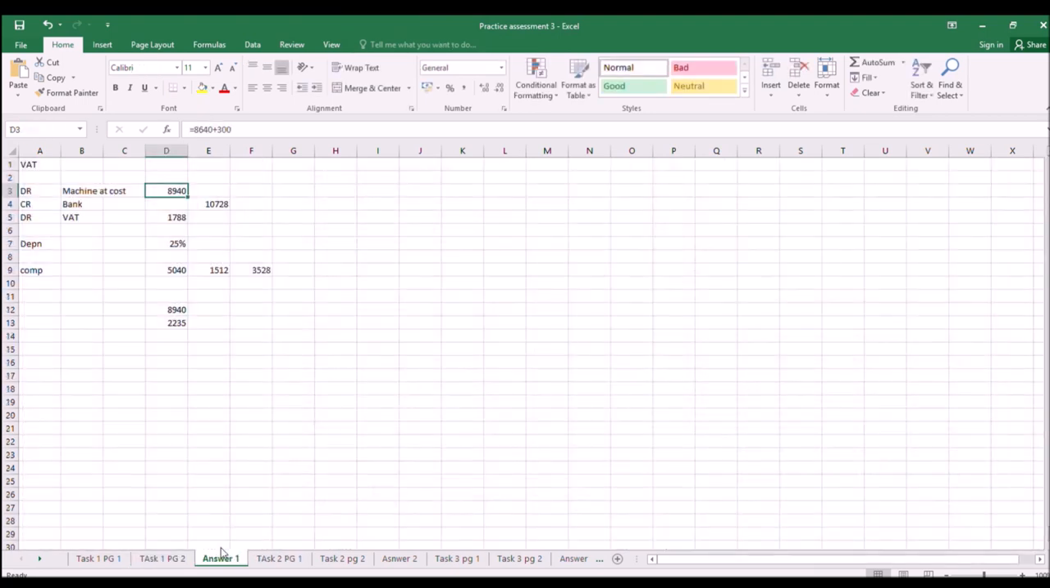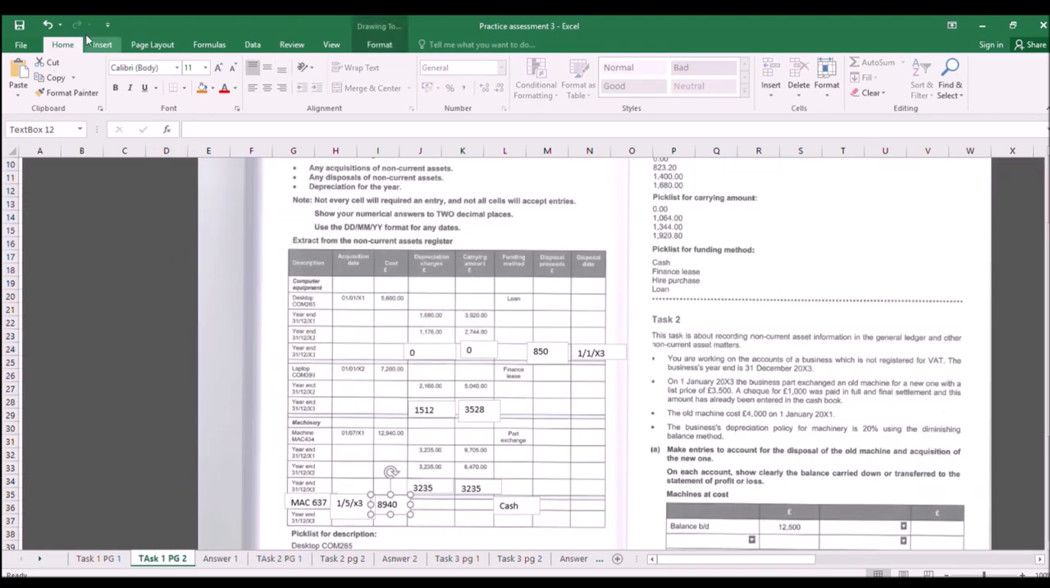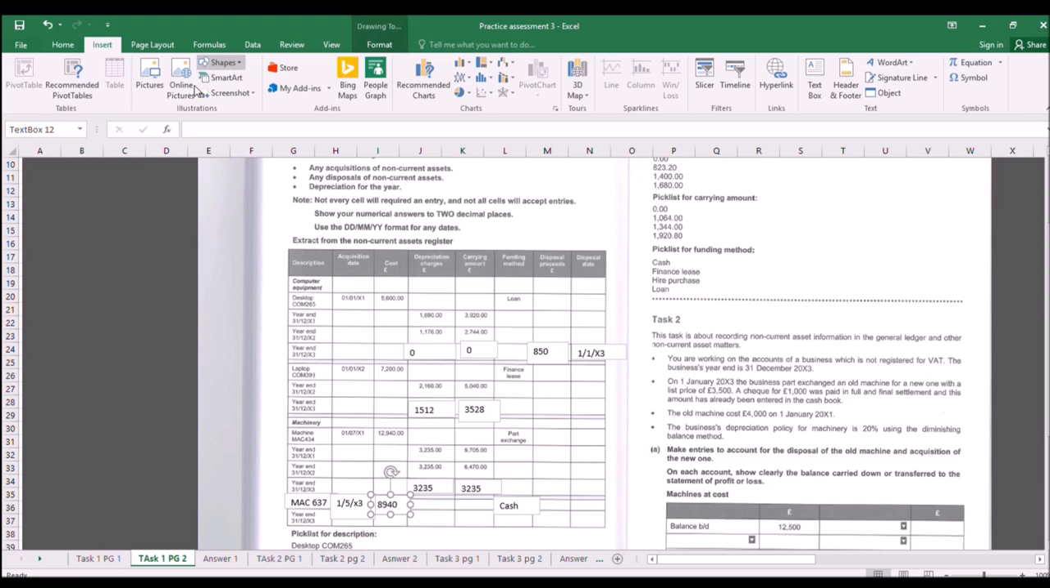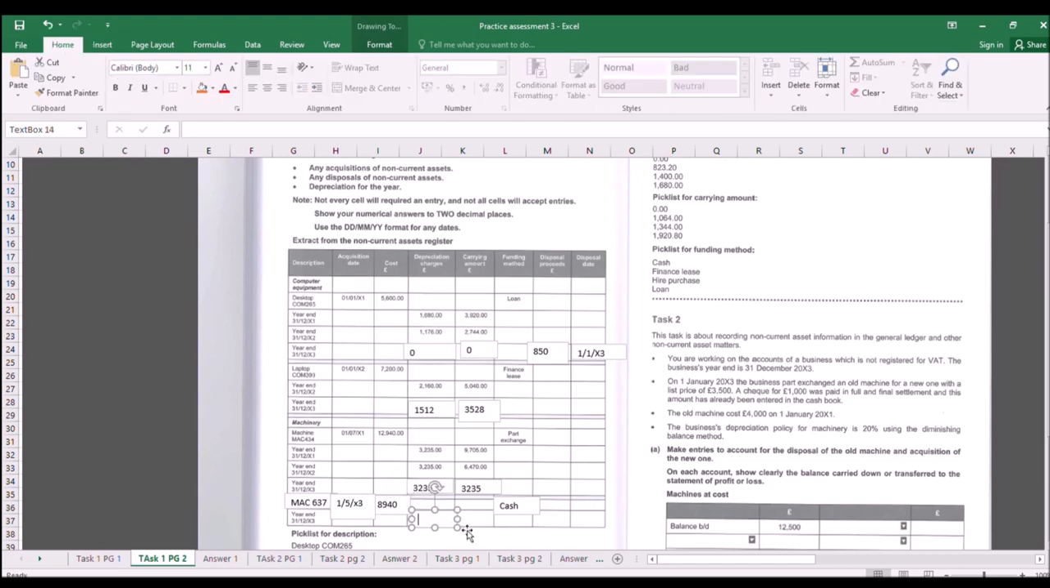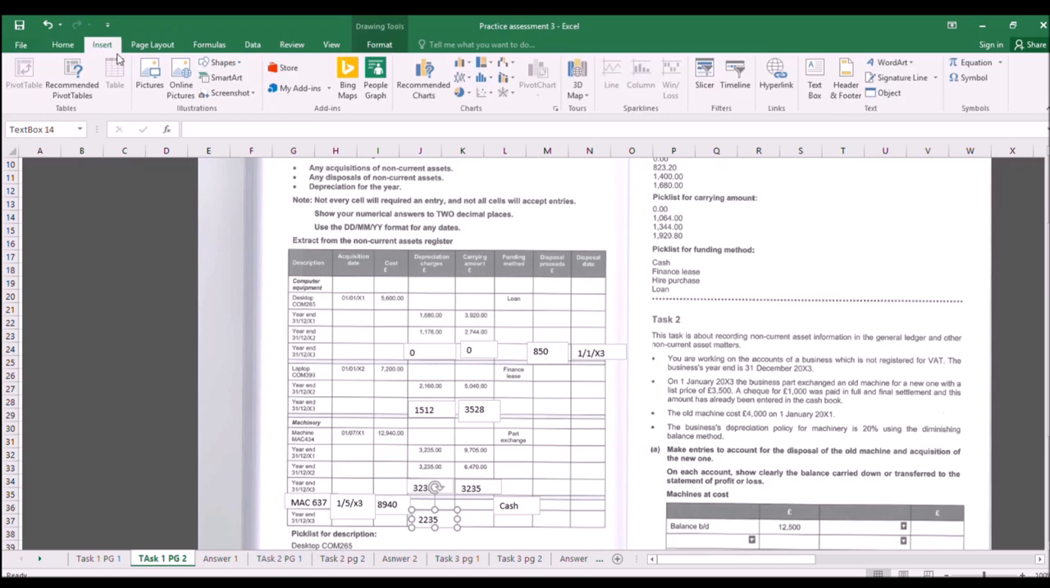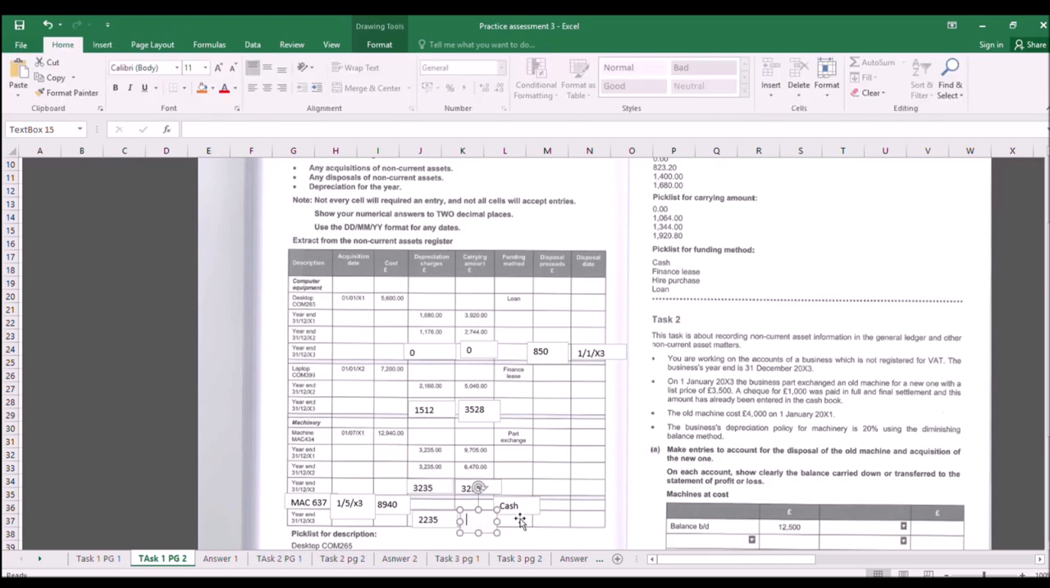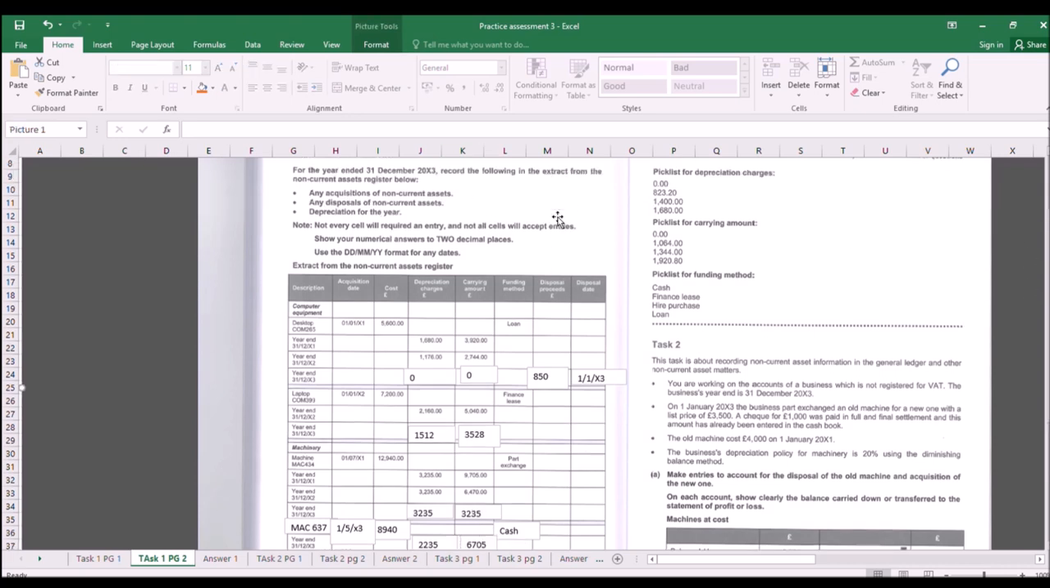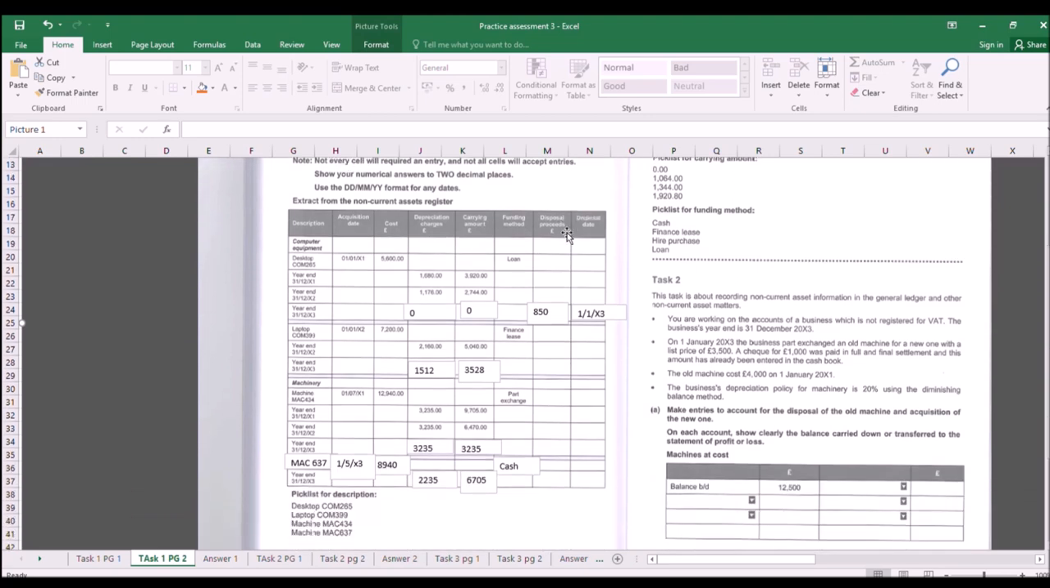Right, so it's a little bit fiddly, this. Right, so let's insert our shape here. And put our depreciation charge in here for the year, which would be our 2235 there. And then we're going to put our carrying amount into here, which is going to be that one there, 6705. Okay, there we go, 6705. Right, well, that was useful. So that's the end of that task.